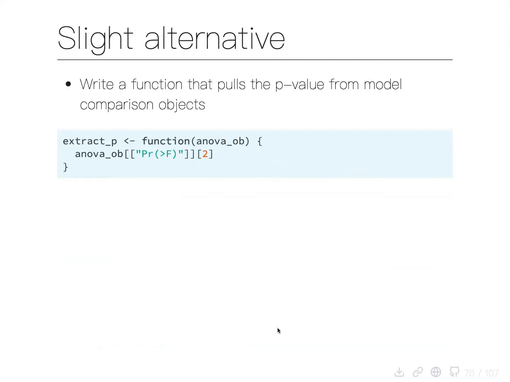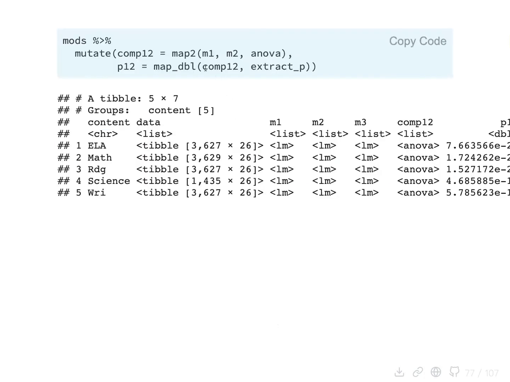A different way to do it that I think would be much more preferable is to just write a function to extract the p-value from any ANOVA object. Here I'm calling this ANOVA ob. It could be any ANOVA object, and then I just fill that in here. All the rest of this is exactly what I had before. Now we can just loop through comp1, 2 and say extract p, and then we get all of our p-values. Notice I'm using map double here, so we get the actual p-values.